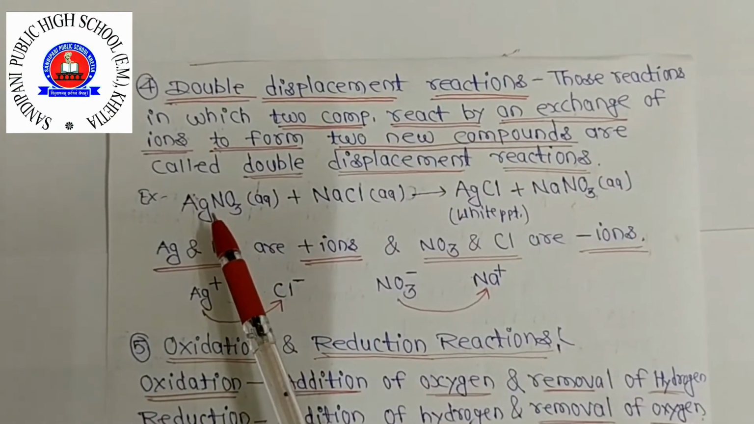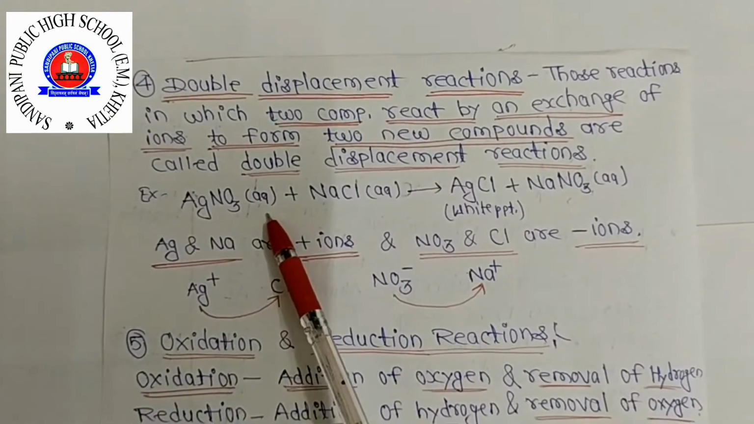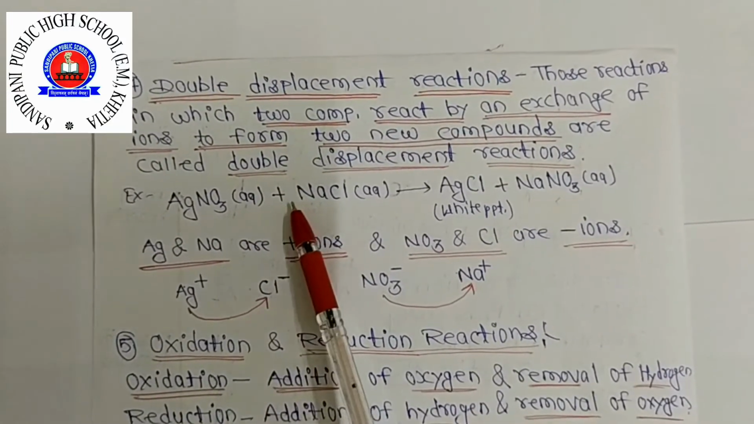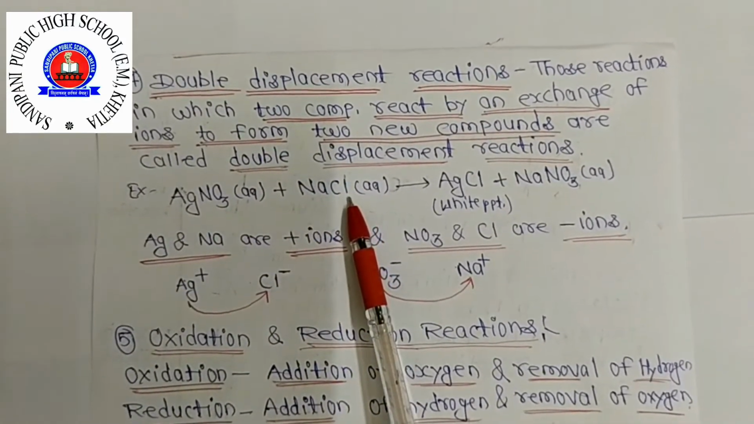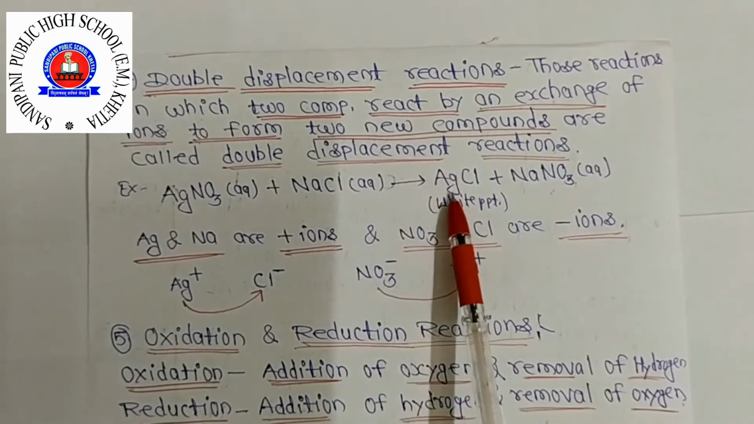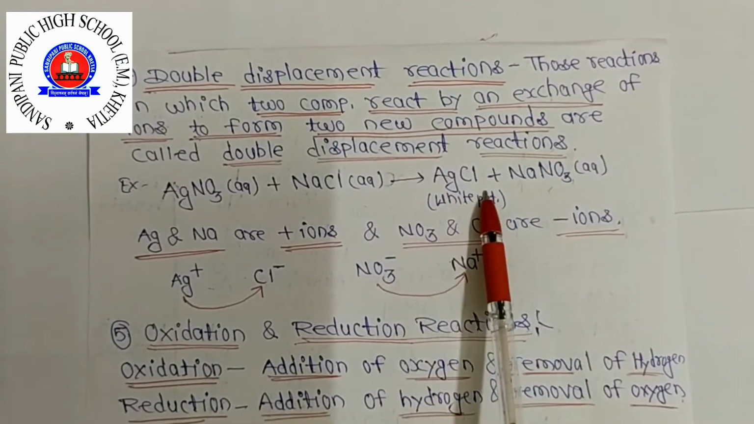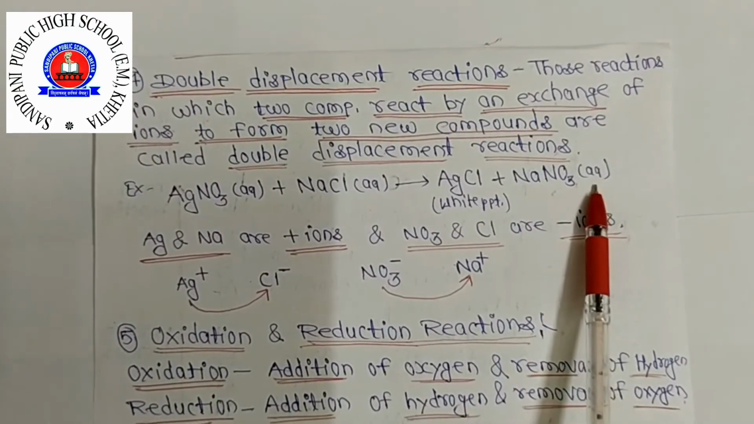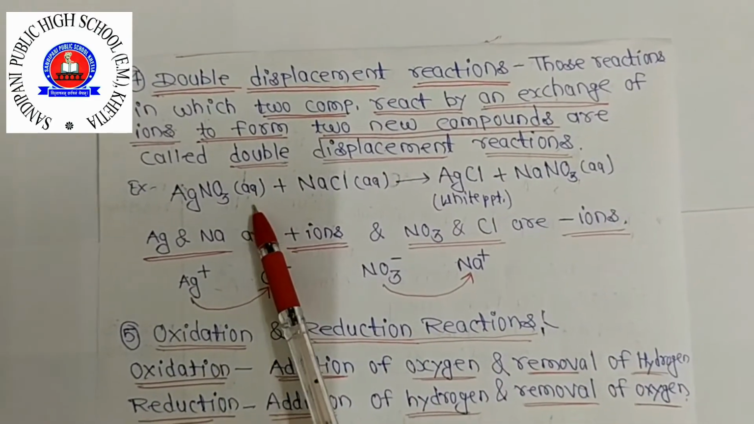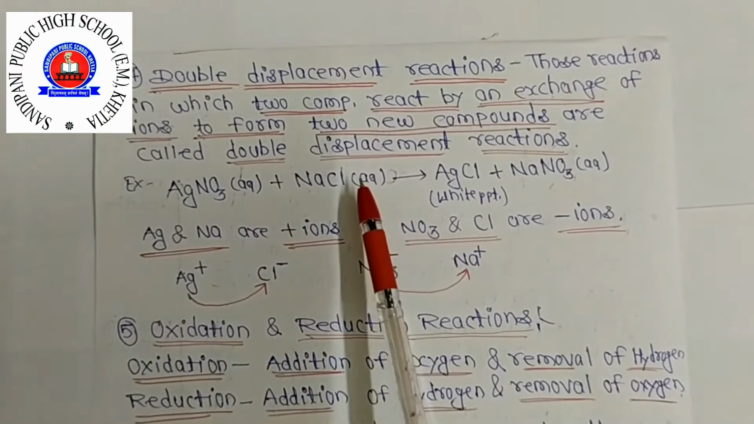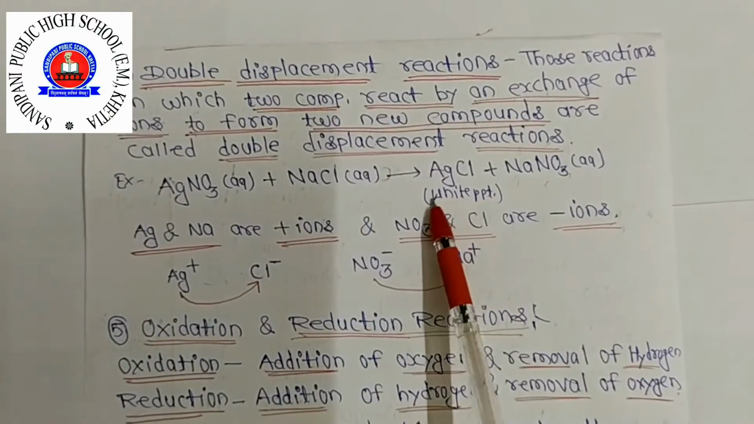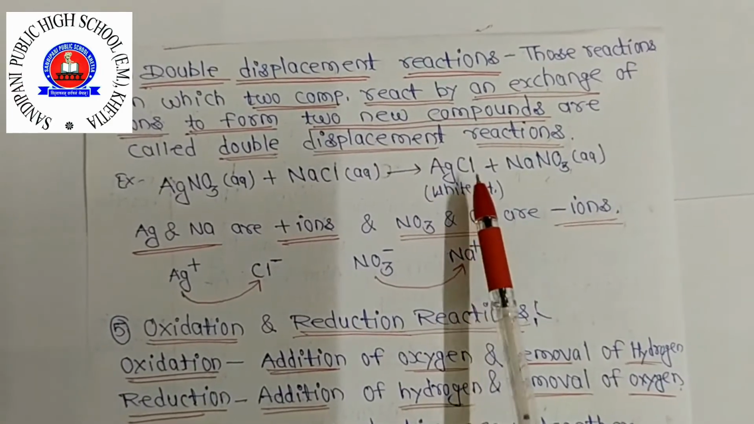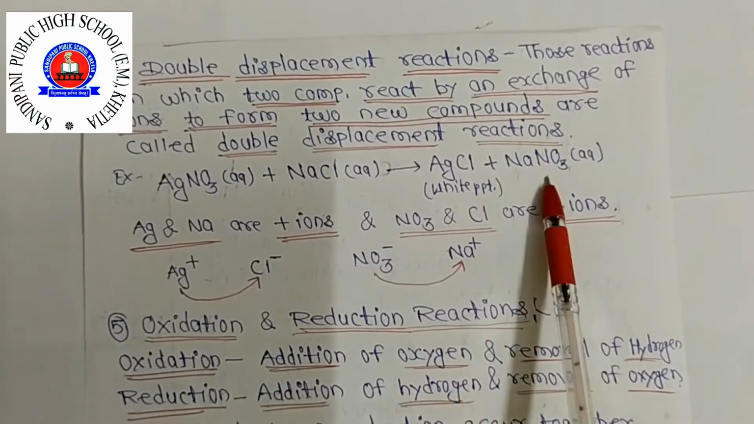So look here, silver nitrate solution is added to sodium chloride solution, then a white precipitate of silver chloride will form, along with sodium nitrate solution. This AQ means aqueous. This AQ also indicates aqueous, and this white precipitate means an insoluble solid substance left in this reaction.